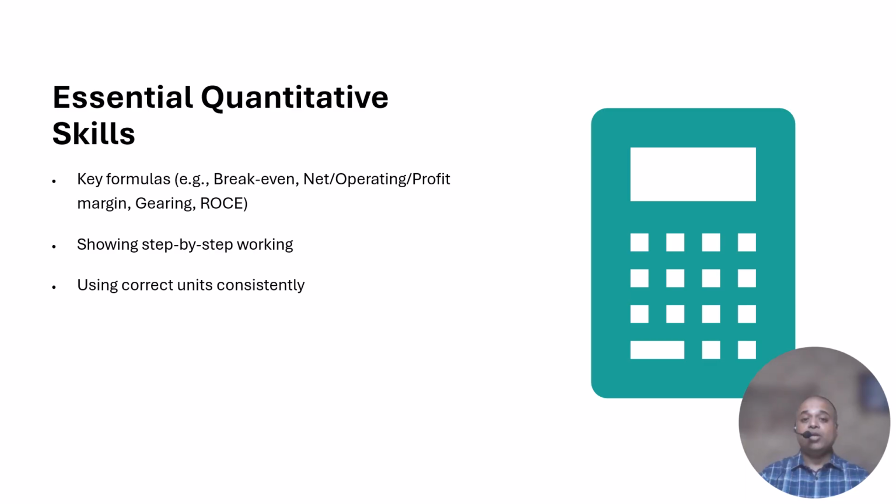Third, label your answer. $47,000, not just 47,000. 20 percent, not just 20. 15 days, not just 15. Units matter. Fourth, check for realistic results. For example, if your break-even point is 10 million units for a small startup, pause and reassess. Does it make sense? And here's a pro tip.